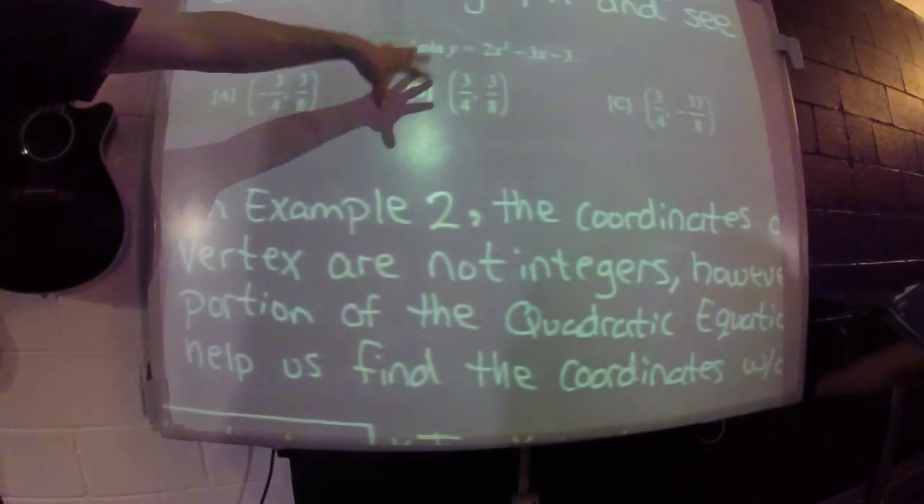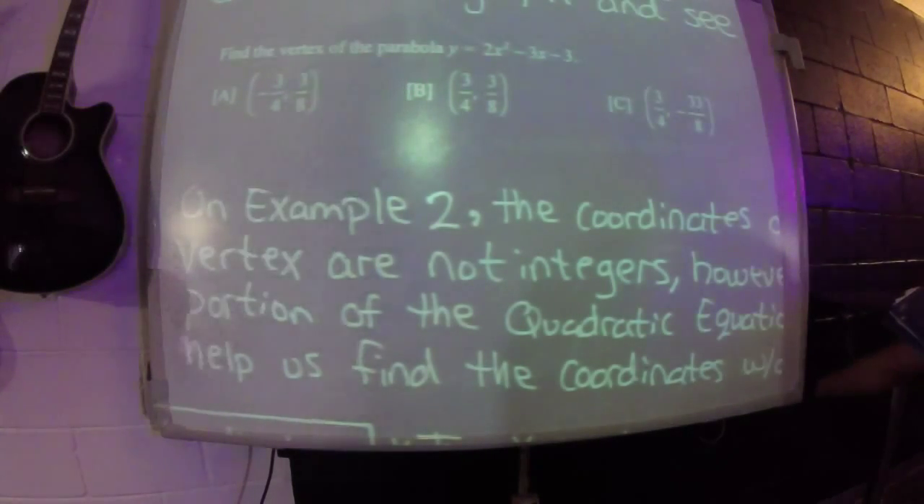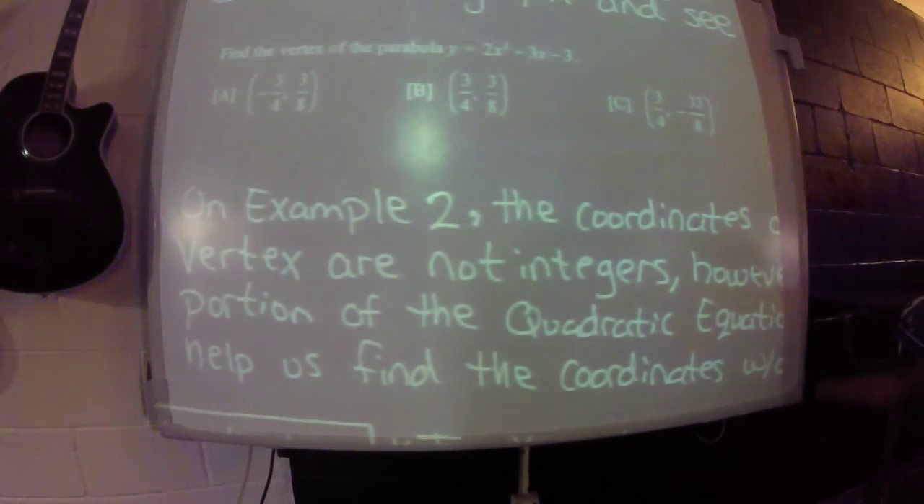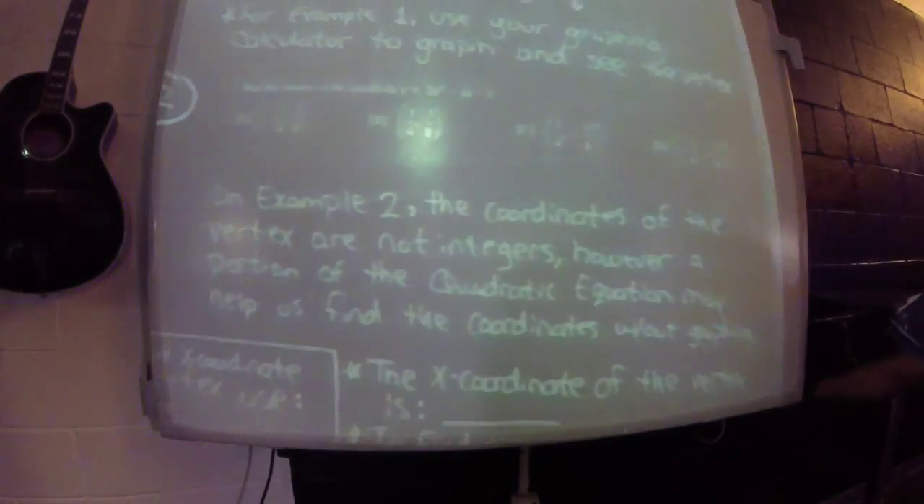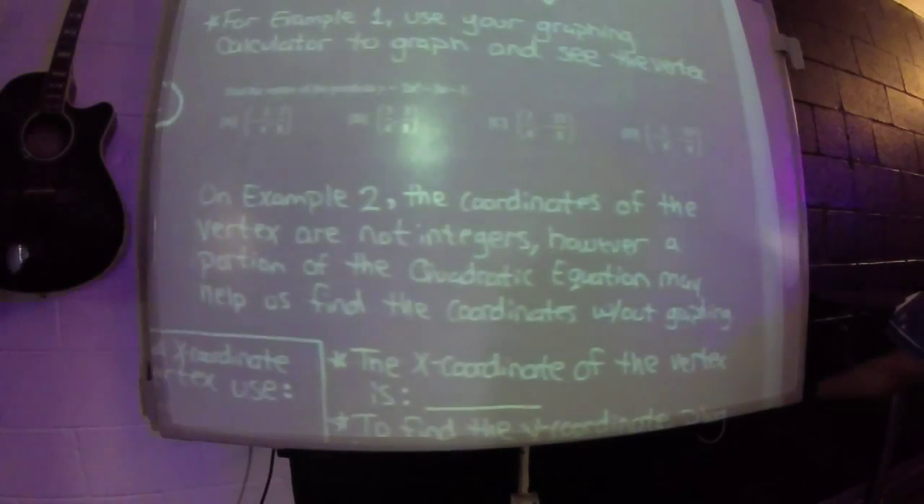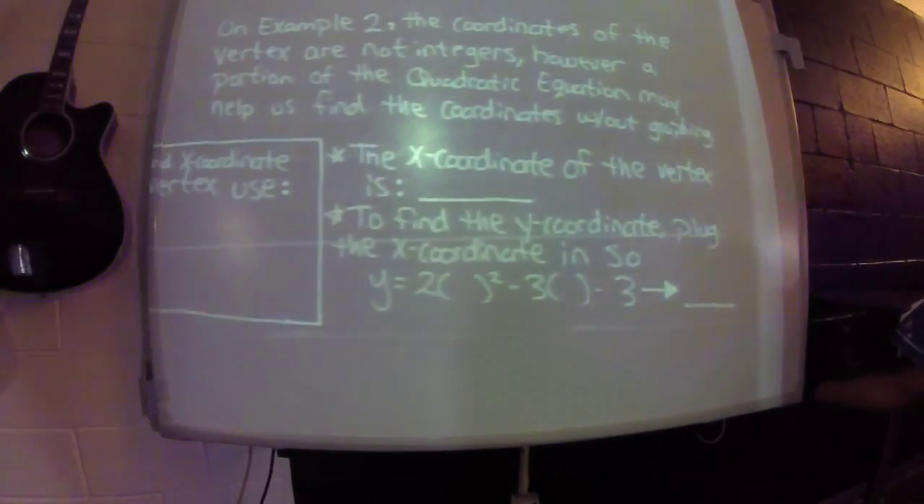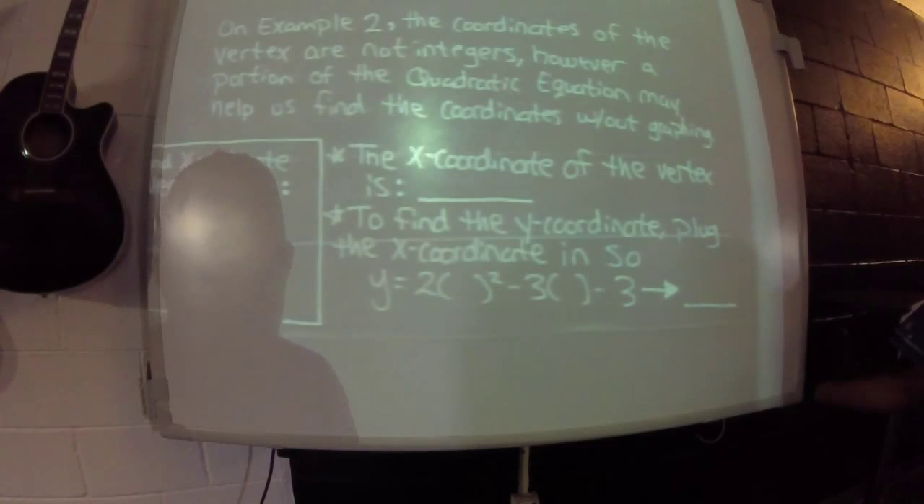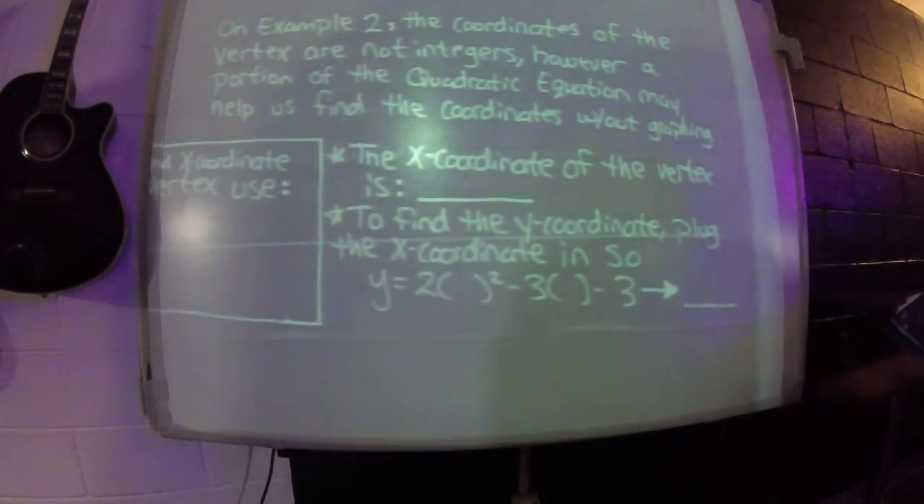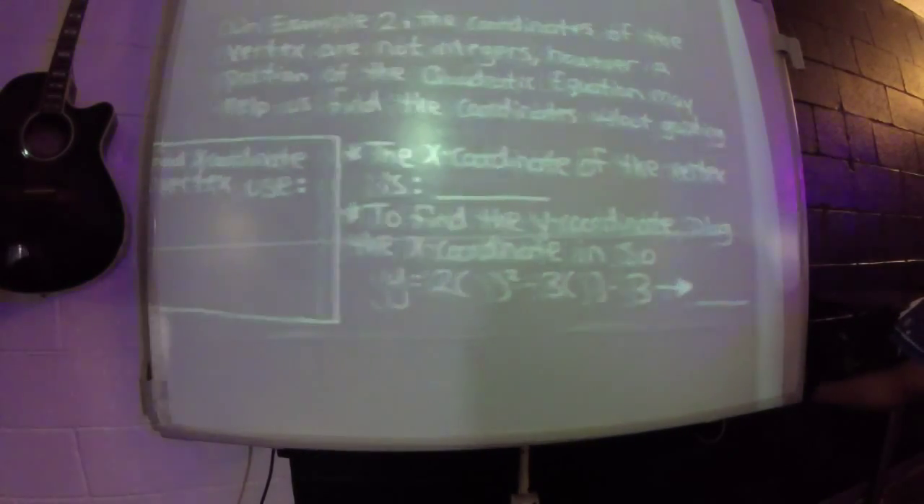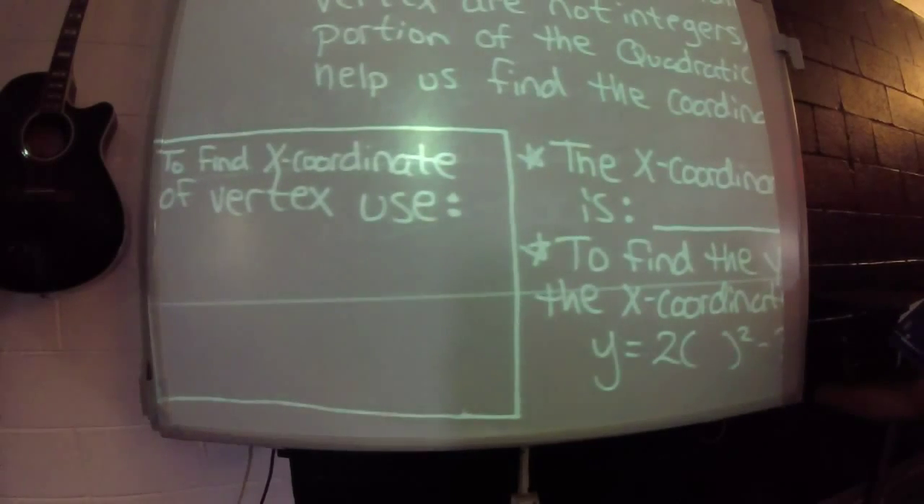The other way, hey, I want to teach you something about the other way. The other way to find the vertex. So on example 2, the coordinates of the vertex are clearly not integers. However, what we're going to do is, you know the quadratic formula. You should know it really well. We're going to take a portion of the quadratic formula, and we're going to use it to find the vertex.